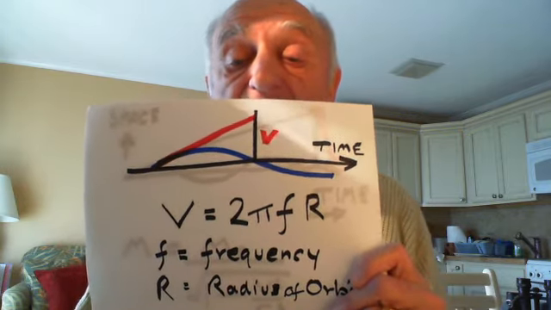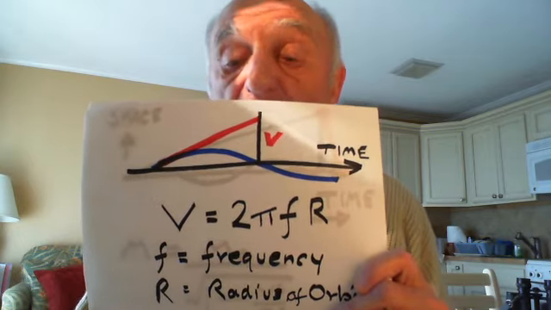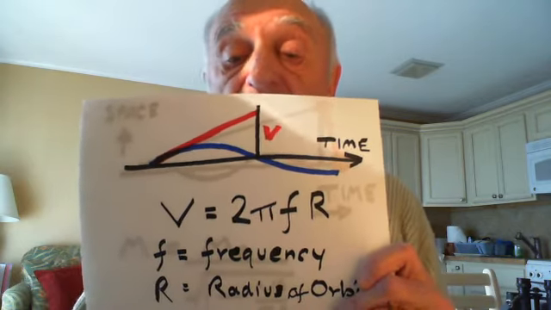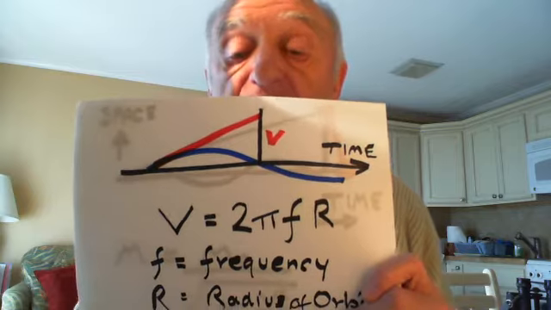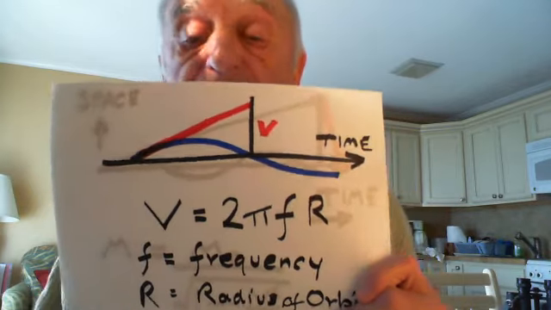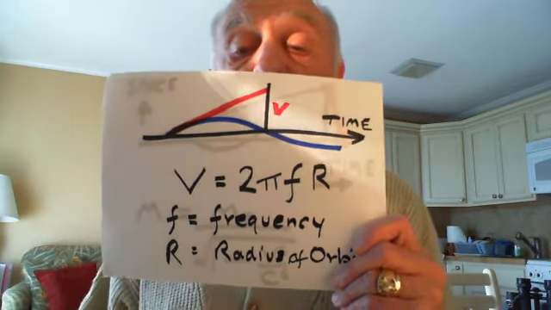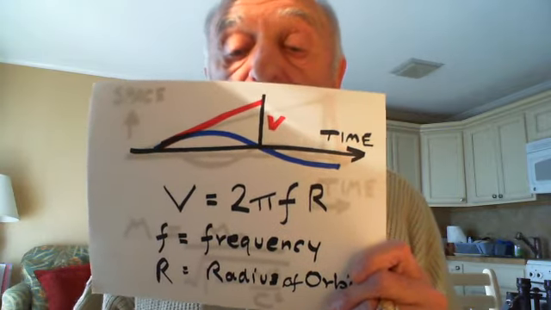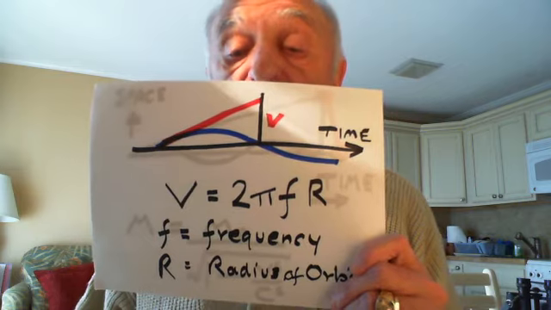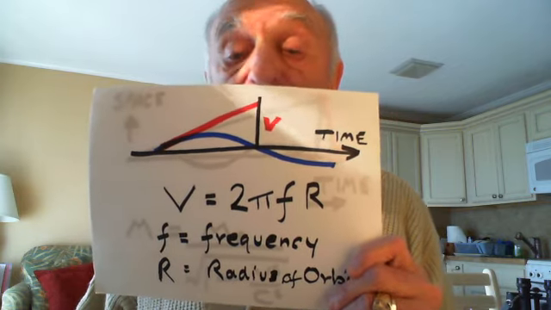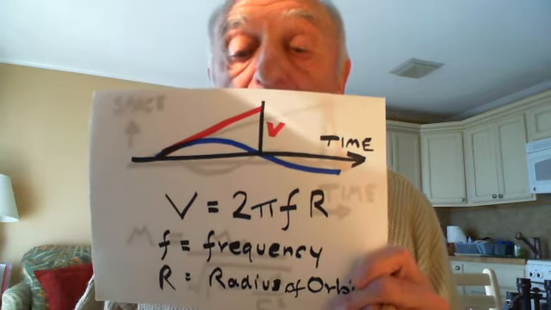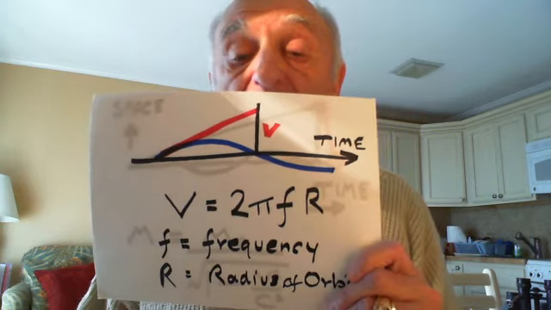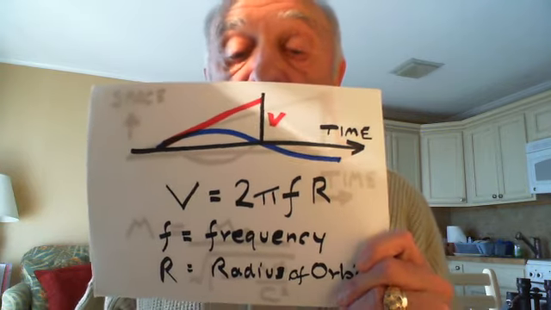The 2 pi is necessary, as with the adjustment to Planck's constant, because frequency in nature is measured by radians rather than by cycles. So the 2 pi f gives you the frequency in radians per second, and then you multiply that by the radius of the orbit, and you get the velocity.